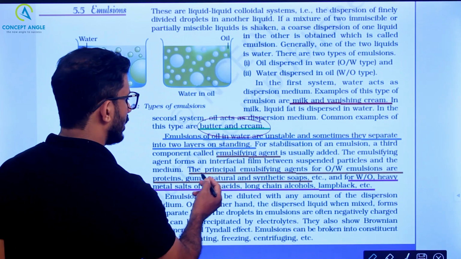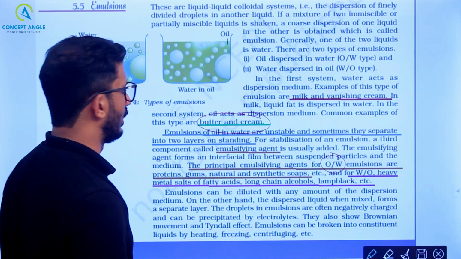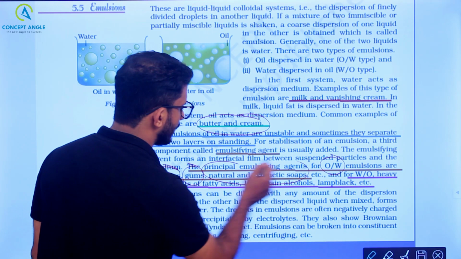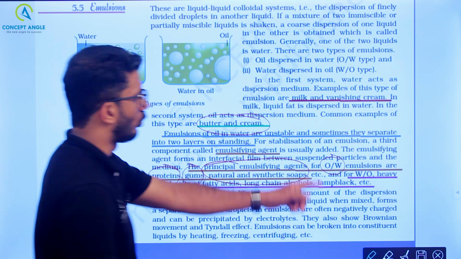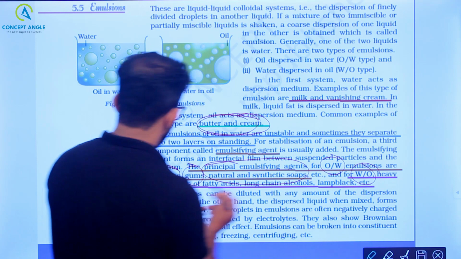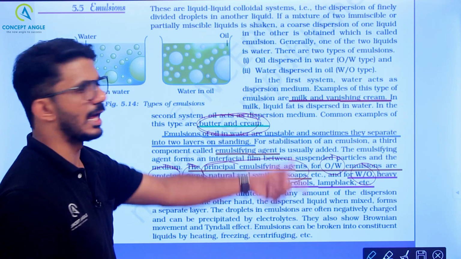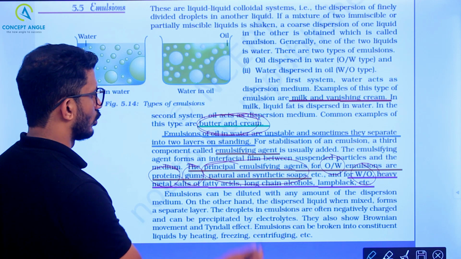The principal emulsifying agents for oil in water type emulsion, for example milk, are proteins, gums, and natural and synthetic soaps. This is your NCERT. For water in oil type, like butter and cream, heavy metal salts, fatty acids, long chain alcohols and lamp black are used as emulsifying agents to stabilize the emulsion. So ours is an oil in water type, that is cow milk.